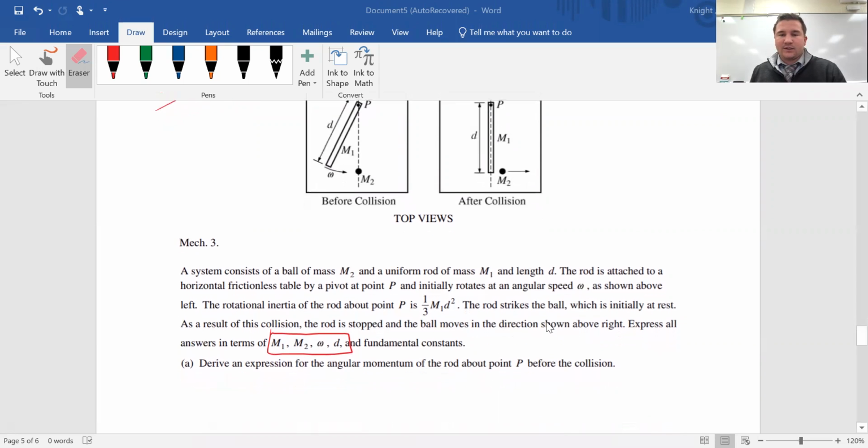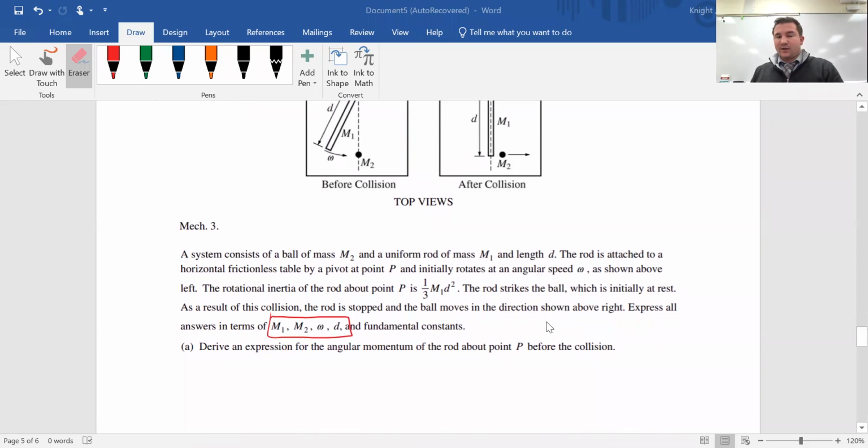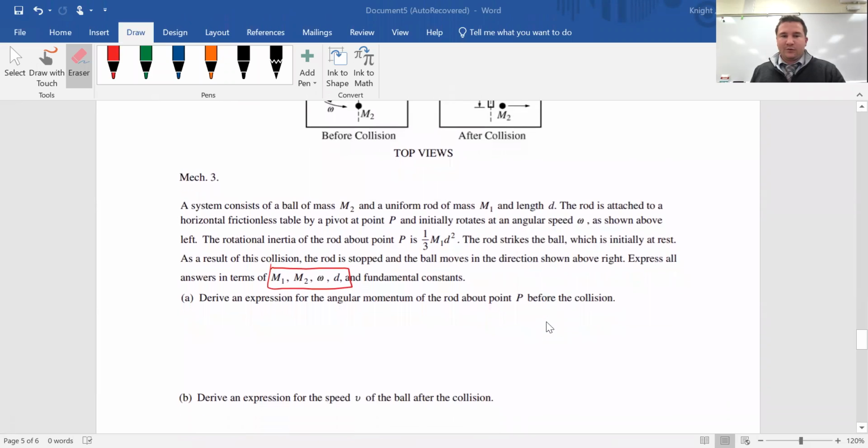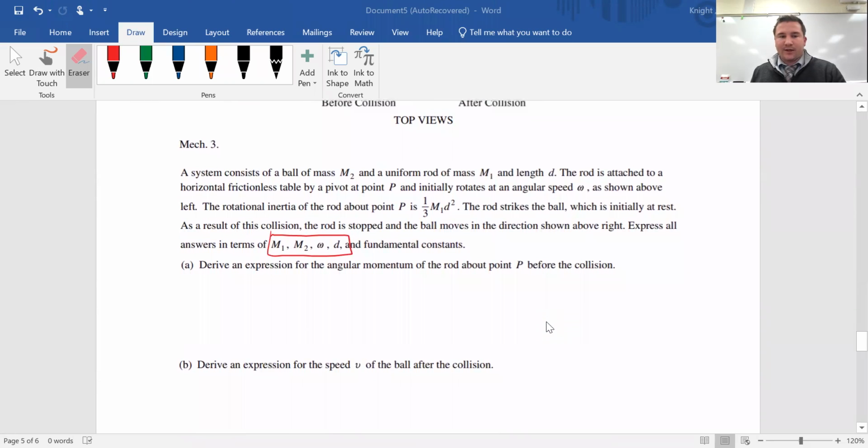The rod strikes the ball, which is initially at rest. As a result of the collision, the rod stops and the ball moves to the right. Express all answers in terms of m1, m2, omega, d, and fundamental constants.